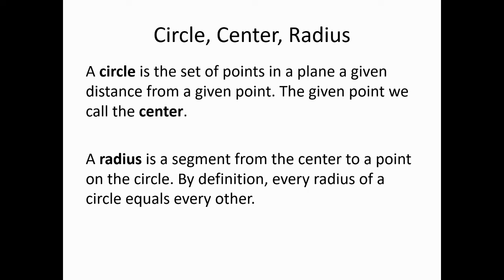What defines it as the set of points that it is? Well, you need two givens, okay? It's the set of points in a plane, a given distance from a given point. So if you are given a point and you are given a distance, which is of course a real number, then the circle is all the points that distance from that point. And as I'm sure you know, a segment that goes from the center out to a point on the circle is called the radius.